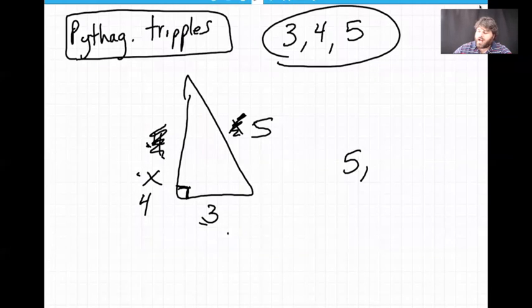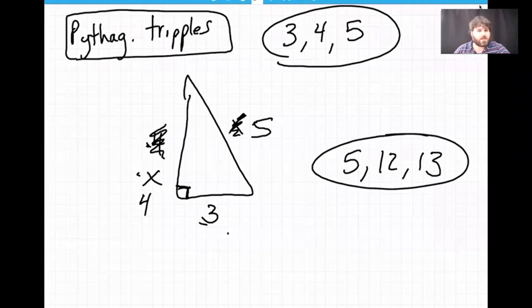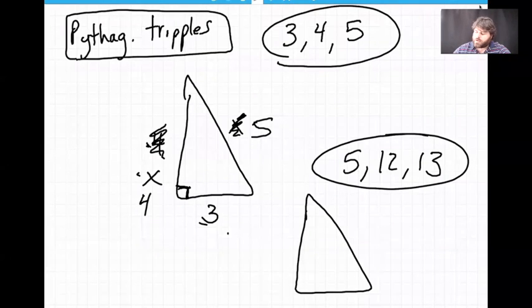The other one is a 5, 12, 13. That's a really common one as well. There's others, but these are the two that they use the most on the ACT. So if I saw a triangle that I knew was a right triangle, and this was 13, and this was 5, I wouldn't even waste my time using Pythagorean theorem. I would know that that's a 12. It's a 5, 12, 13 triangle.